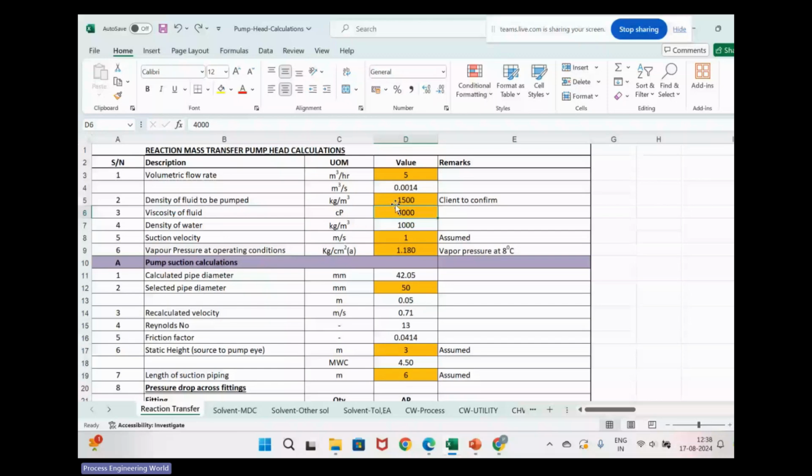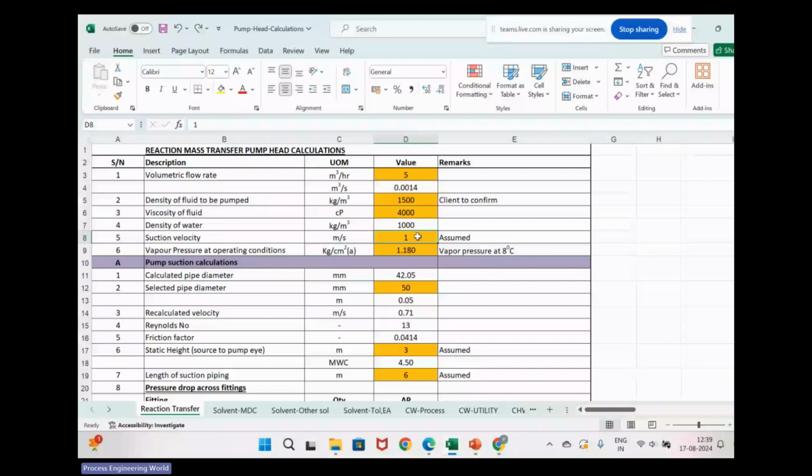Then you need to mention the density of water. You always need to note down 2 points. The suction velocity will be in the range 0.8 to 1.2 meter per second, so we have taken the mean value of 1 meter per second. The range of discharge velocity you need to assume is around 1.8 to 2.2 meter per second. This is the range you need to consider for the calculation of the pump side.